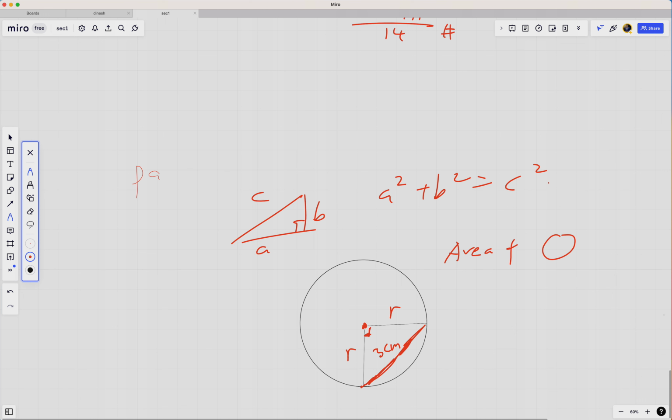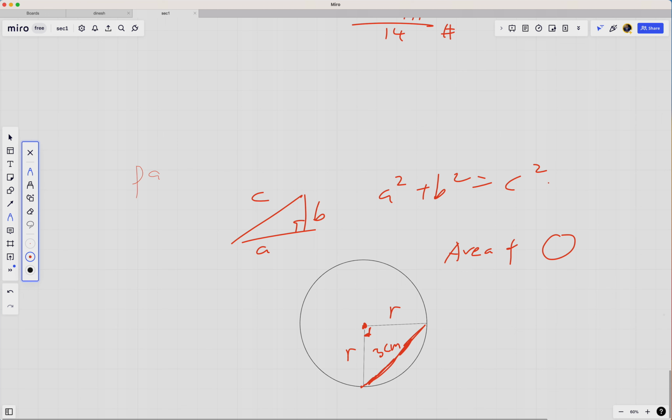Why take so long? I can't find the radius. Why? Okay, what equation did you form? R squared plus R squared equals to 9, right? Then R squared plus R squared is equal to 2R squared. So 2R squared equals to 9, right? So R squared equals to how much? 9 divided by 2, 4.5. So R equals to square root 4.5, right?